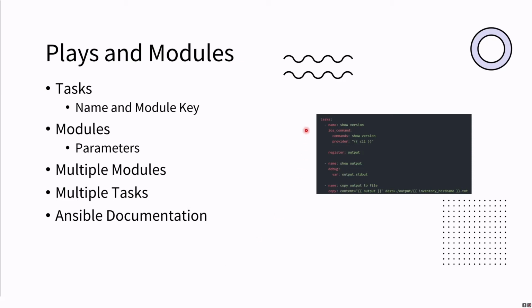Each task and each play can have multiple modules, so you can run one module and then feed information into the next. And then each play can also have multiple tasks. It is most important that you understand all the information to fill out your playbooks and your plays is located on Ansible's documentation website.